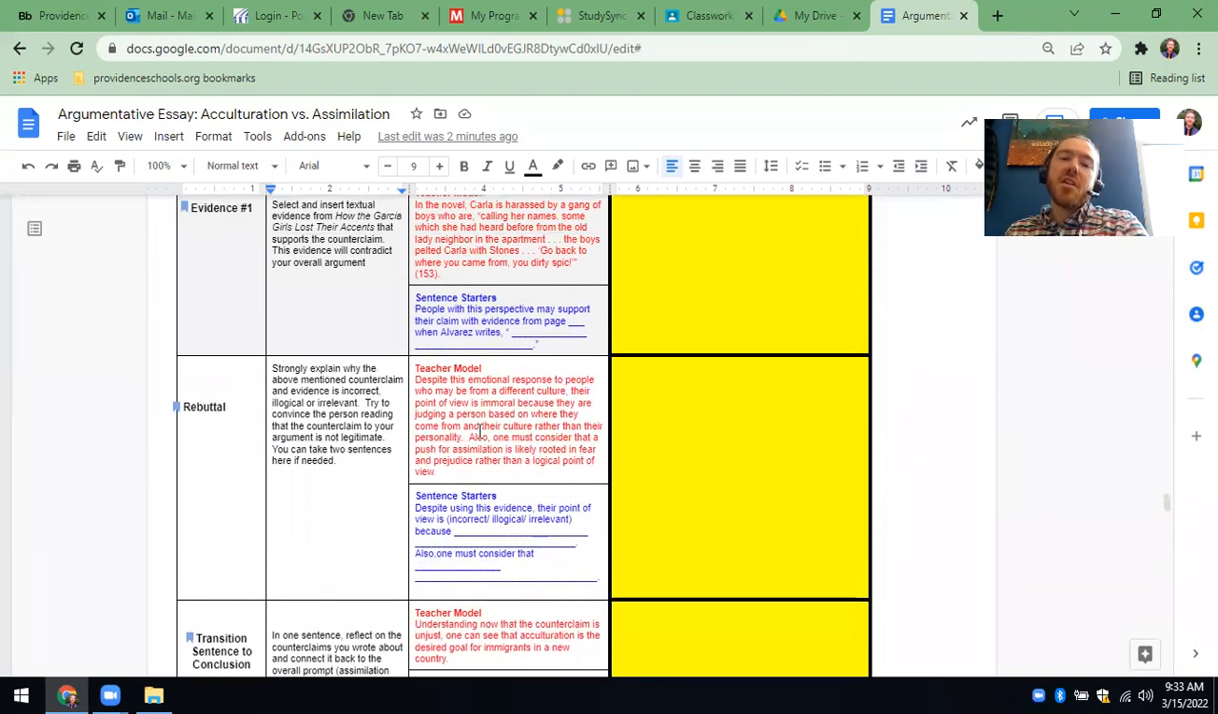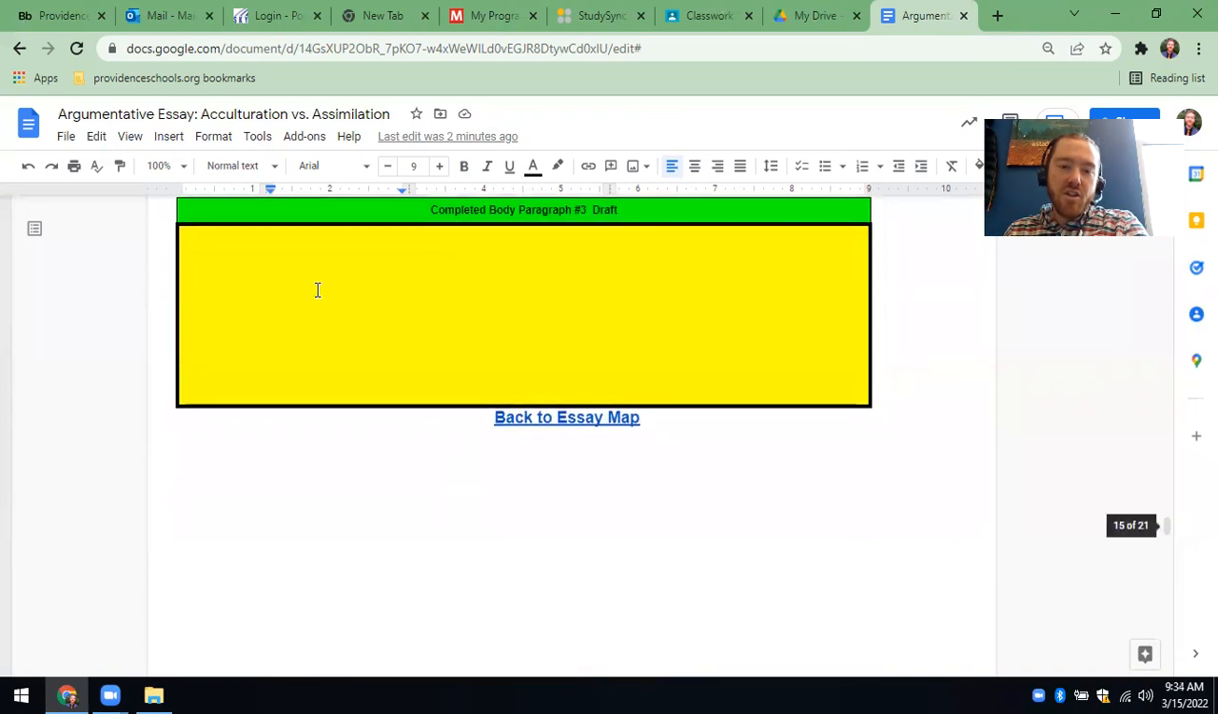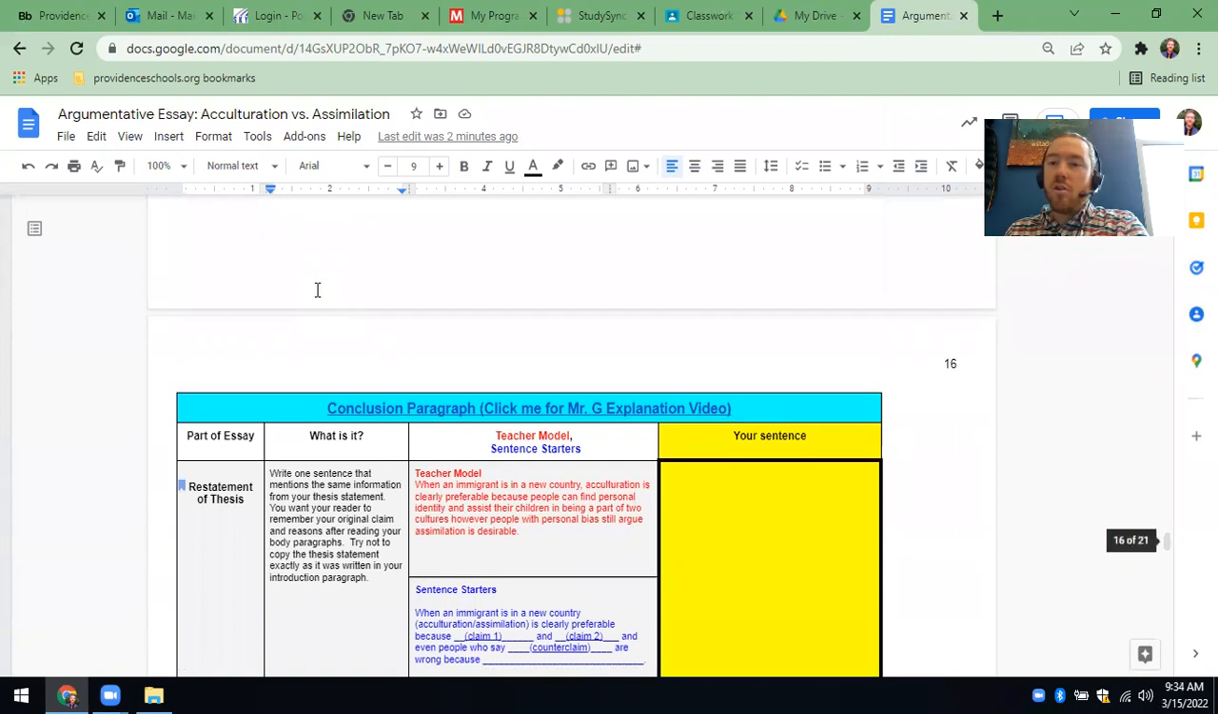So remember, this rebuttal section is important because this is when you say why that other perspective is incorrect. And you need to do so strongly, boldly, and if you need more than one sentence, you can take it here. Don't be afraid to use your sentence starters here. Transition, and then the next video will be about the conclusion paragraph.